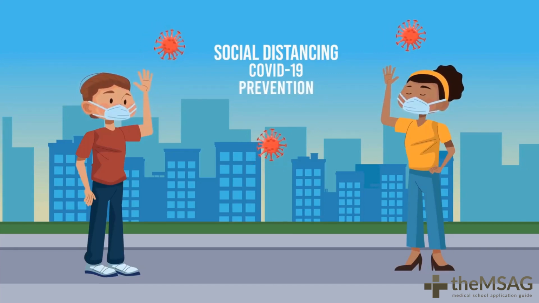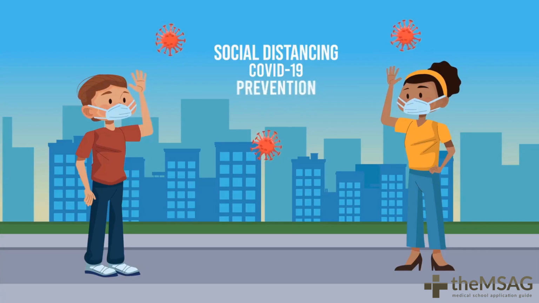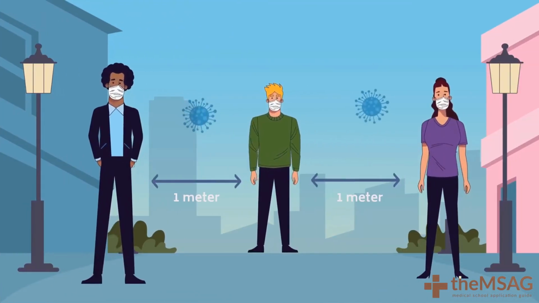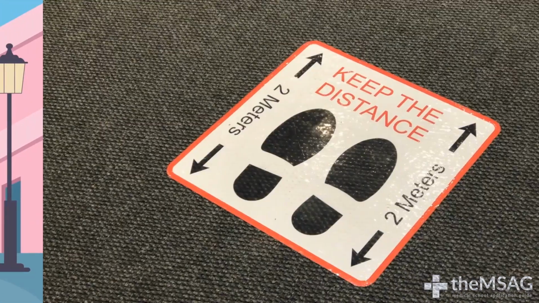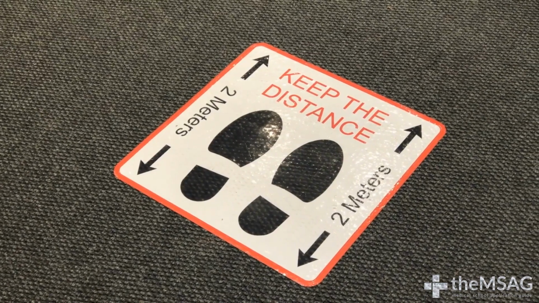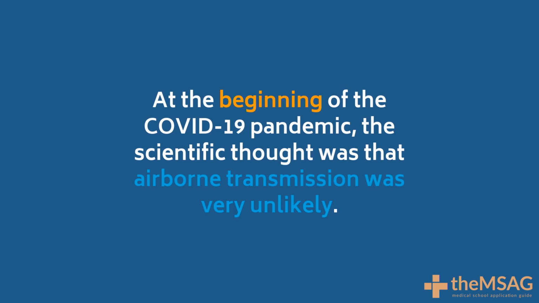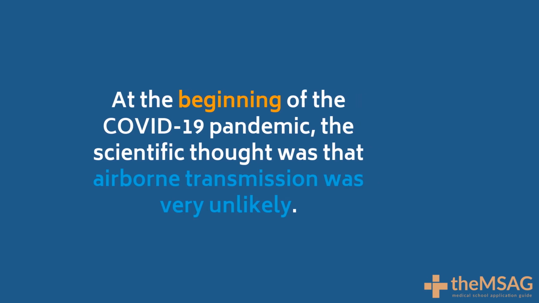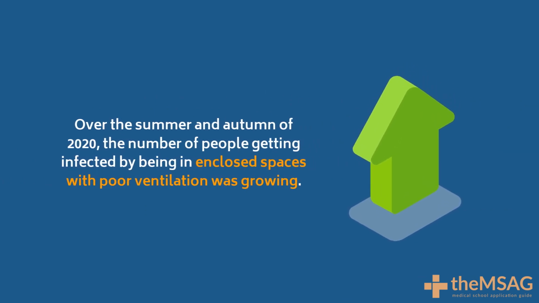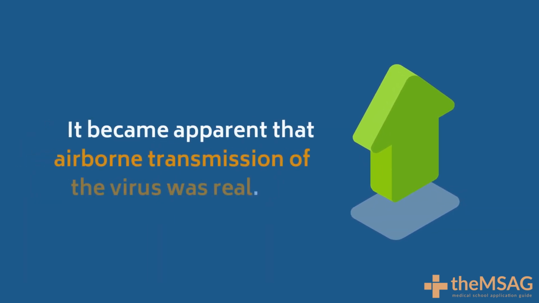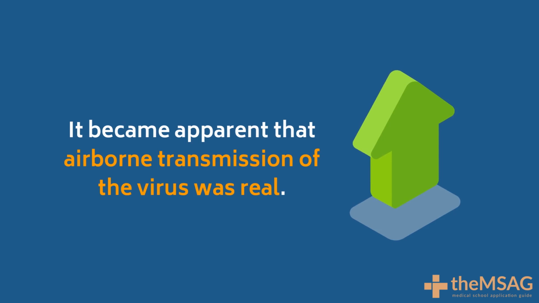There is clear disagreement on what the right or safe distance is. While the WHO recommends 1 meter of social distancing, the NHS, CDC, and other official bodies recommend 2 meters. At the beginning of the COVID-19 pandemic, the scientific thought was that airborne transmission was very unlikely. Over the summer and autumn of 2020, the number of people getting infected by being in enclosed spaces with poor ventilation was growing. Eventually, it became apparent that airborne transmission of the virus was real.